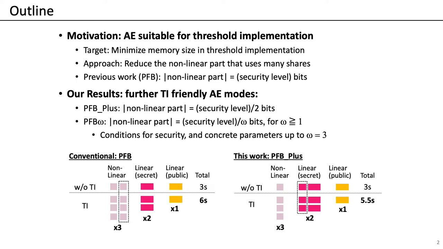This figure on the left shows how the memory size is multiplied in TI in PFP. We can trade a half of the nonlinear part with a linearly updated state as shown in the figure on the right for PFP+. Since we need fewer shares for protecting the linear part with TI, the total memory space for PFP+ can be smaller than that of PFP with TI.